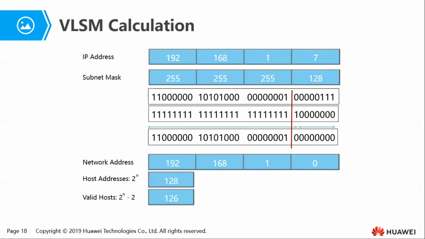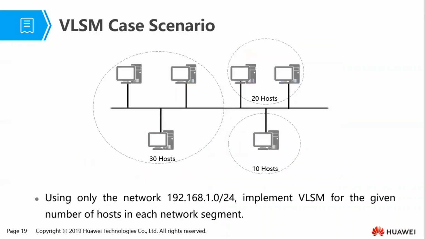Okay. So this is another exercise I'm giving you. Or even we can do it, let me show you this anyway. So using only the network 192.168.1.0/24, implement VLSM for the given number of hosts in each network segment. So let's do that together.